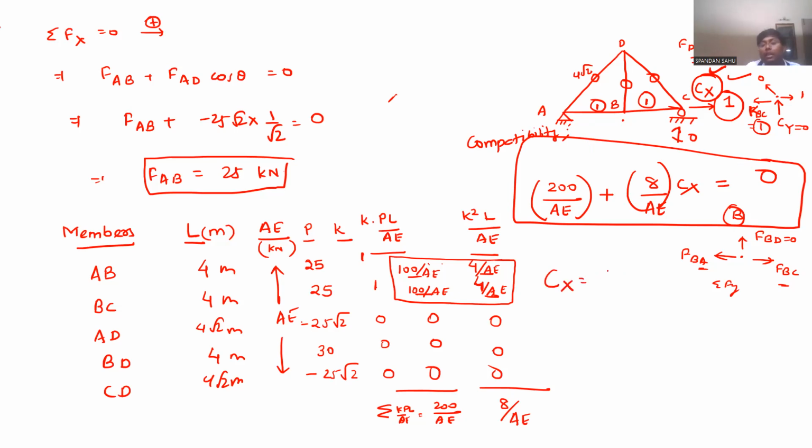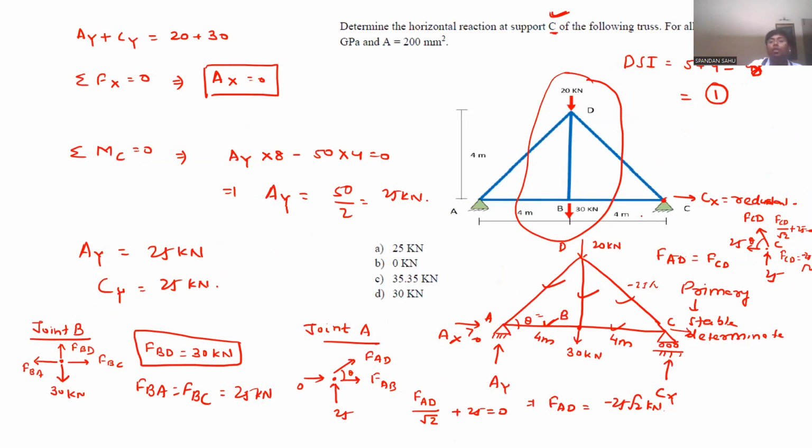Now from here, what you will get, Cx as minus 200 by 8, that is minus 25 kilonewton. Minus 25 represents that the direction you have taken is wrong and your direction should be opposite. The absolute magnitude of Cx is 25 kilonewton leftward, not rightward, it will be leftward. So once you got this Cx, you got the horizontal support reaction. So your answer is 25 kilonewton.